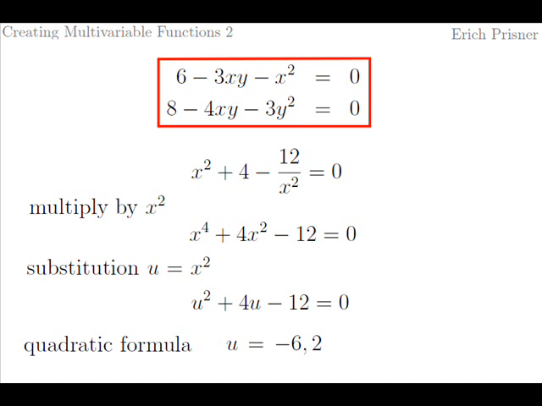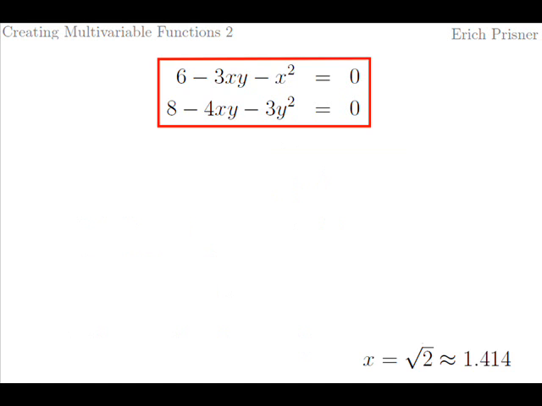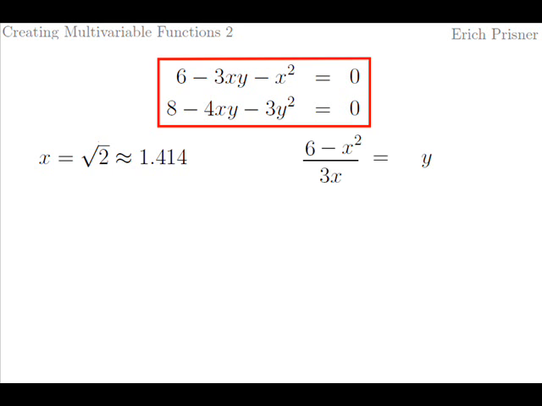So we get u equals negative 6 or 2, or x squared equals negative 6 or 2. But x squared equals negative 6 has no real solution, and x squared equals 2 has only one positive real solution, x equals square root of 2, about 1.414. Then our substitution equation y equals (6 minus x squared) over 3x used above implies y equals 4 over 3 times square root of 2, which is 2/3 square root of 2, which is about 0.943.